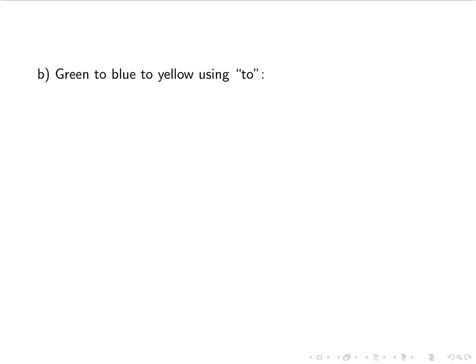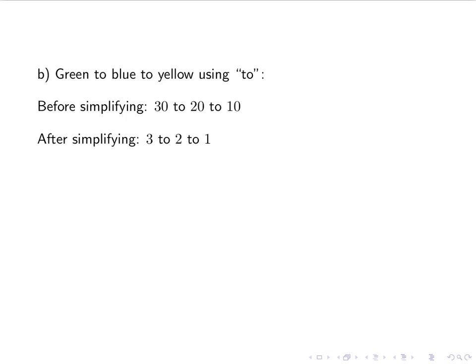How about green to blue to yellow using the word to? So before simplifying, there are 30 green, 20 blue, and 10 yellow. So that'd be 30 to 20 to 10. But we need to simplify that. So each of those 3 numbers, we can get rid of a 10. So it becomes the ratio of 3 to 2 to 1.